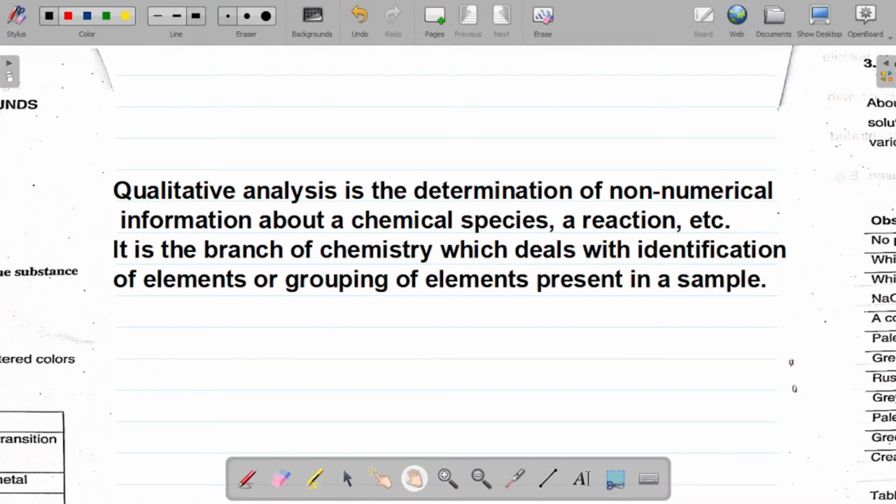Also, it is a branch of chemistry which deals with identification of elements or grouping of elements present in a sample. So a major task here is to identify the kind of elements present in a given species. Usually you'll be given a sample of a substance and asked to identify what kind of element or group of elements or compound is present, and you get this using some inferences. Having said this, let's go straight into the task.